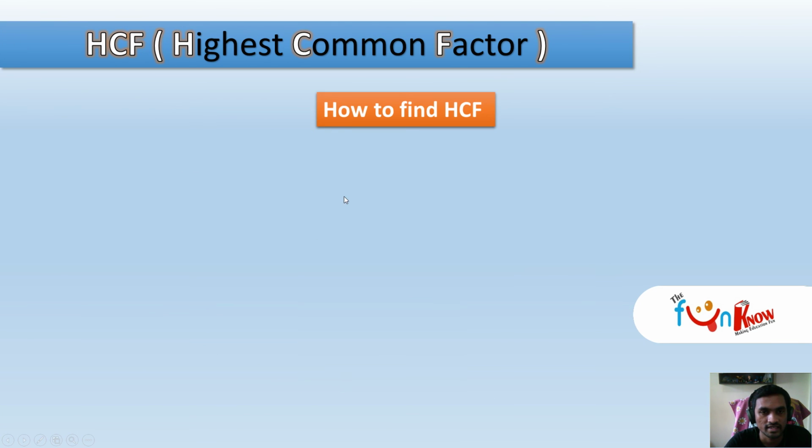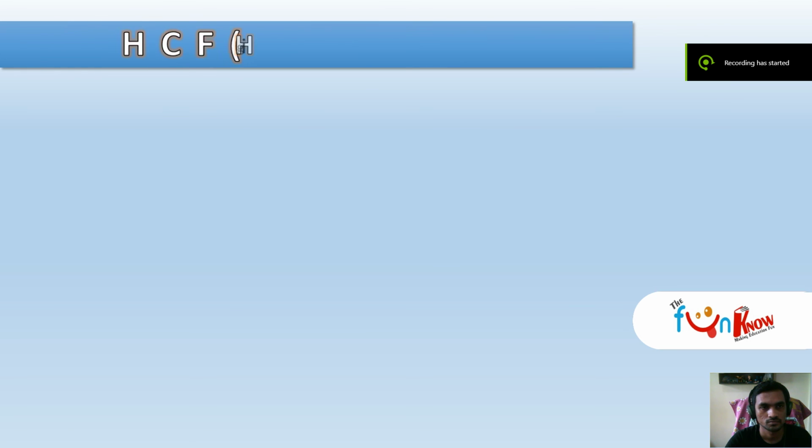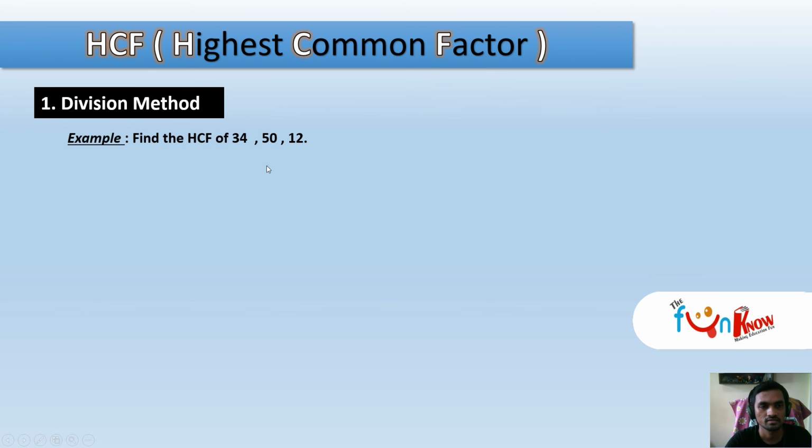So to find out HCF, there are two techniques. The first is the division method and the second is the factorization method. If you understand the previous concepts, you can understand this much better. So to find out the HCF, let's start with the first method, which is the division method.